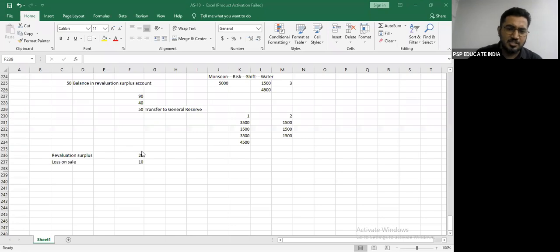From where will I adjust this loss of 10 rupees? First, revaluation surplus. After adjusting the loss of 10 rupees, do I still have balance in the revaluation surplus? Yes or no? Yes, how much? 10 rupees. Tell me, is the asset existing for which this reserve was created? No. So how should we transfer this? Where should we transfer this 10 rupees? We will transfer it to the general reserve account.